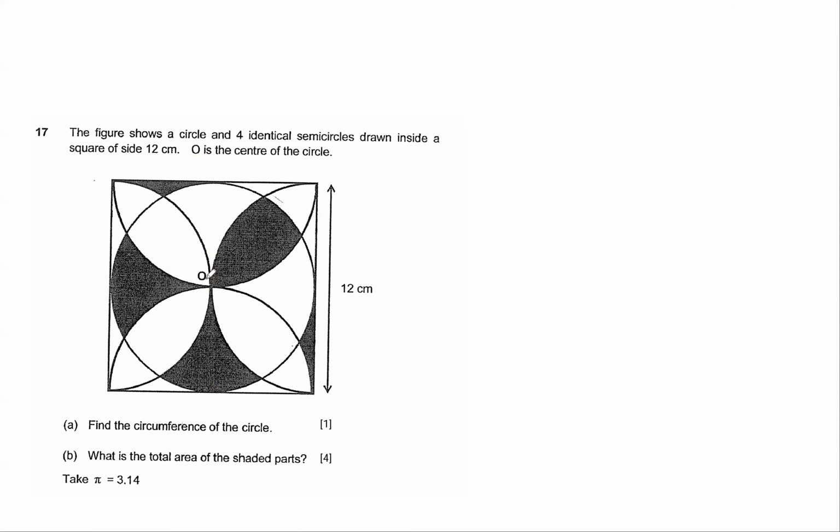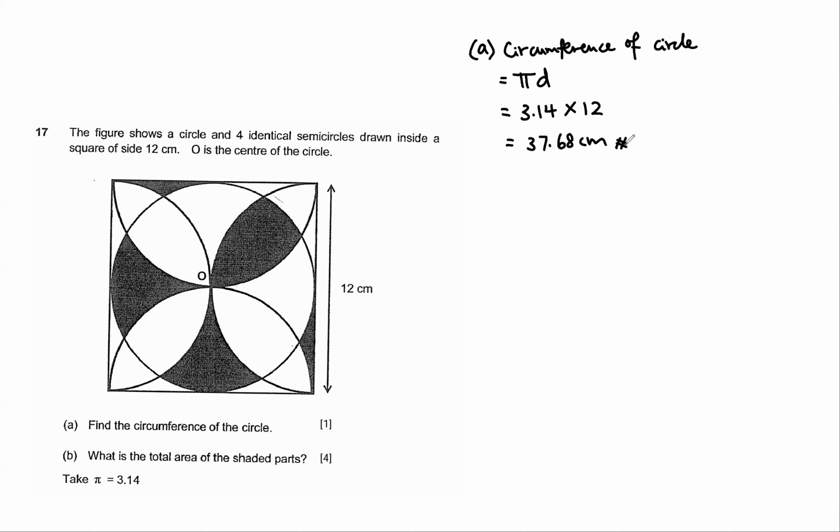So for part A, they're asking for the circumference of the circle. Now to find the circumference, we just have to use the formula pi d. This is just a 1-mark question, rather straightforward. Now pi is 3.14, this is given, so we have to use the exact value, multiply by 12, and punch it into the calculator, you're going to get 37.68 centimeters. All right, that's the answer to part A.